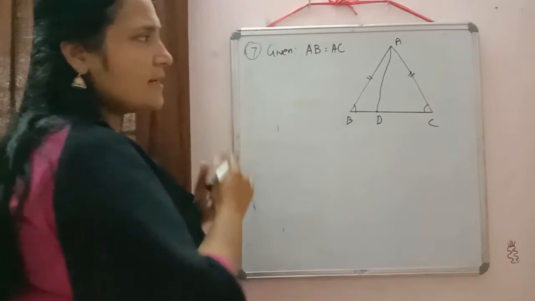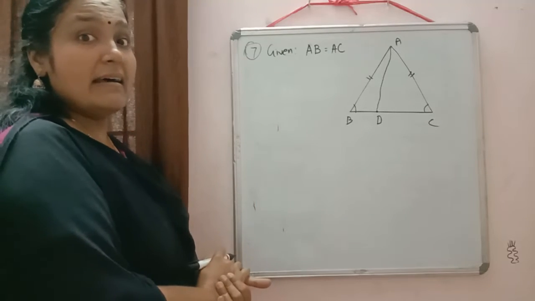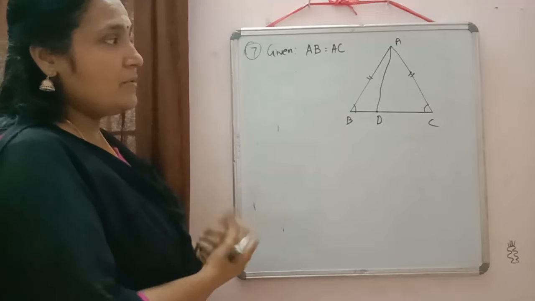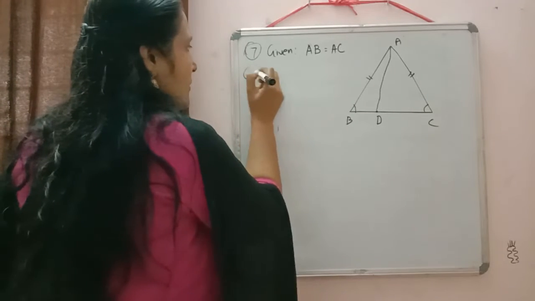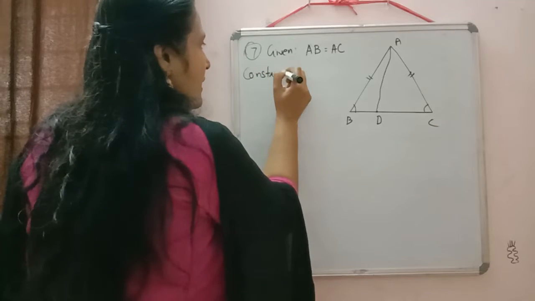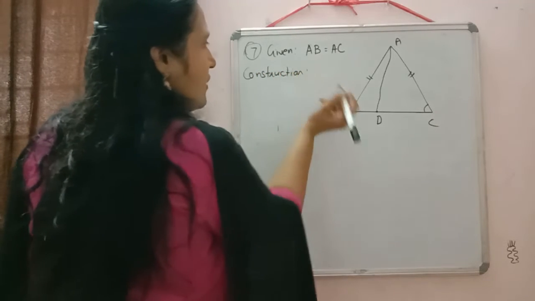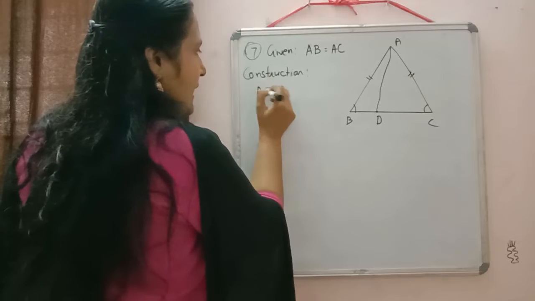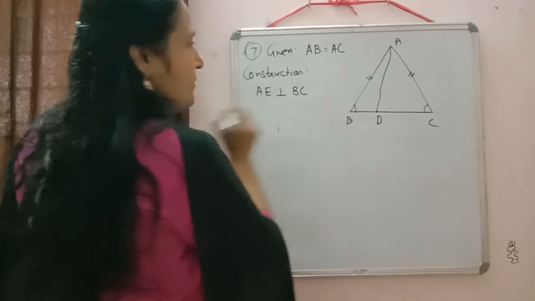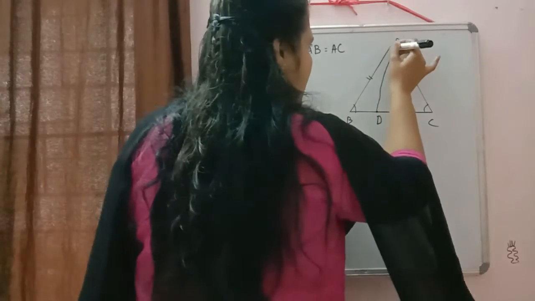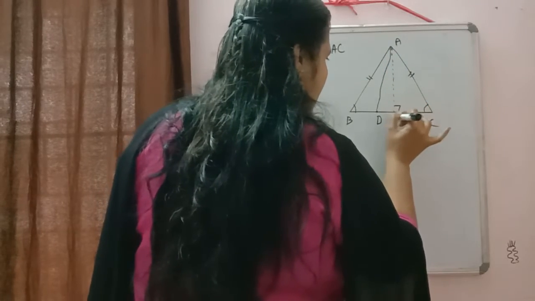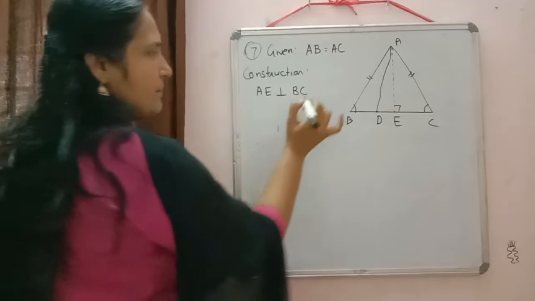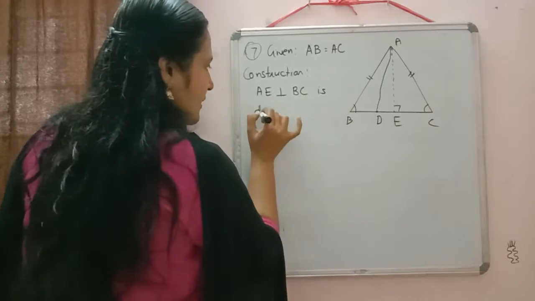Then next, to use the Pythagoras theorem, we need a right triangle. But we don't have any angle equal to 90 degrees. So for that what do we have to do? Yes, we have to draw a construction here. So how will we draw? We'll draw AE perpendicular to BC. So just write down the construction: AE perpendicular to BC is drawn.